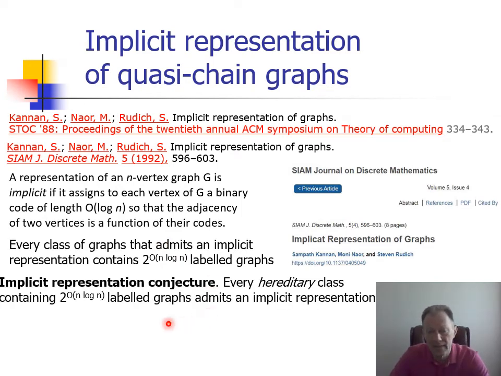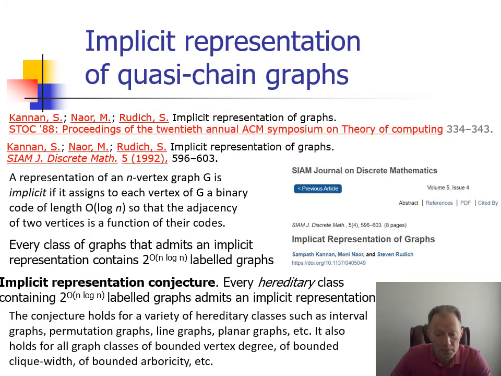Whether every hereditary class containing this many labeled graphs admits an implicit representation is a big open question known as the implicit representation conjecture. The word hereditary here is important because without this word, this conjecture is known to be false. This conjecture was verified for a variety of hereditary classes. In particular, it is known that the conjecture holds for interval graphs, permutation graphs, line graphs, planar graphs. It also holds for all hereditary classes of bounded vertex degree, of bounded clique-width, of bounded arboricity, and so on. And now we show that the conjecture also holds for quasi-chain graphs, which was an open question until recently.